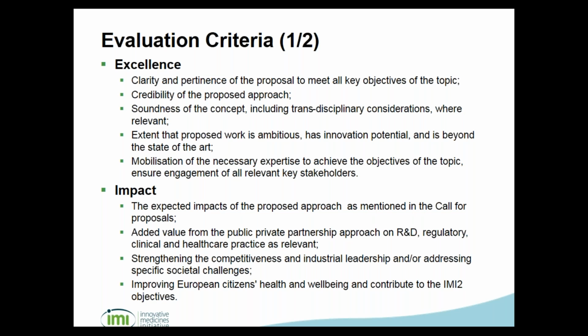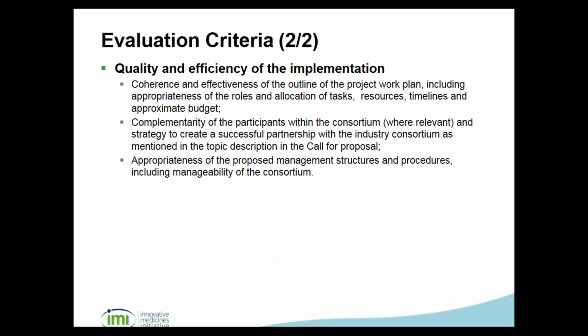There are three criteria: excellence, impact, and implementation. And as you can see here, there are sub-criteria in each of these main criteria. During the evaluation, we will go through each of these sub-criteria and we will look at your proposal against these, and we'll come up to an overall score. So make sure you do meet all of these criteria when you're putting your proposal together. And that's the one for quality and efficiency of the implementation as well.